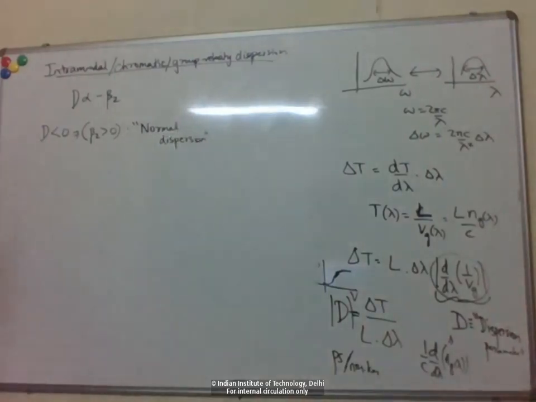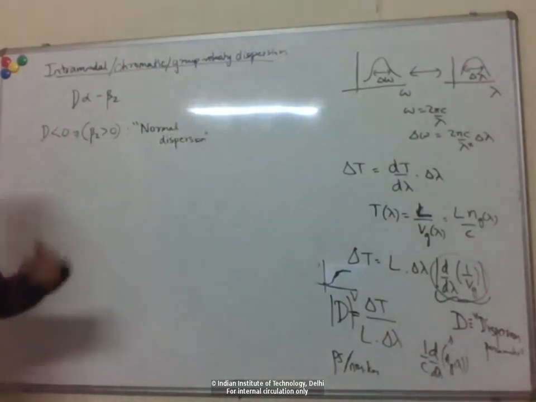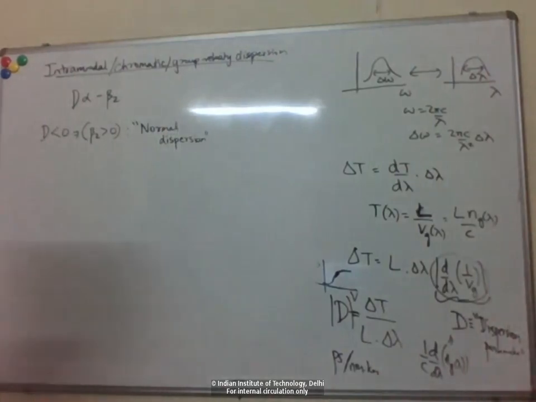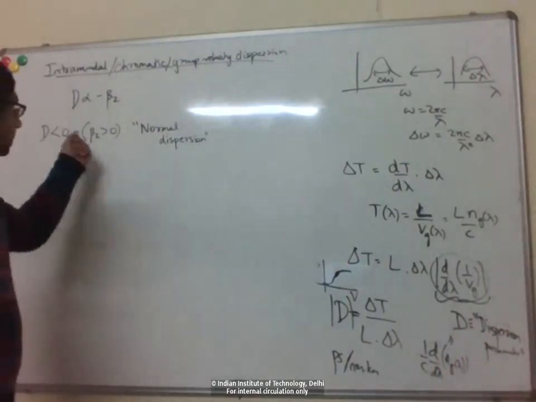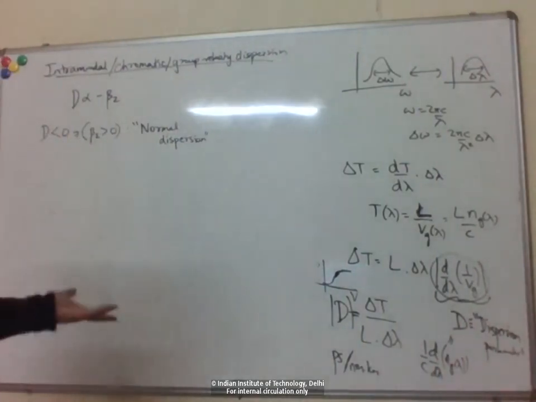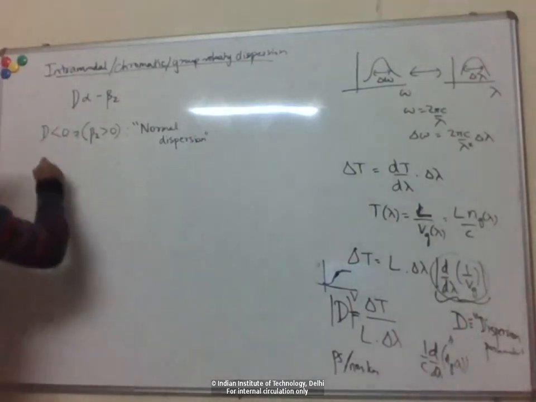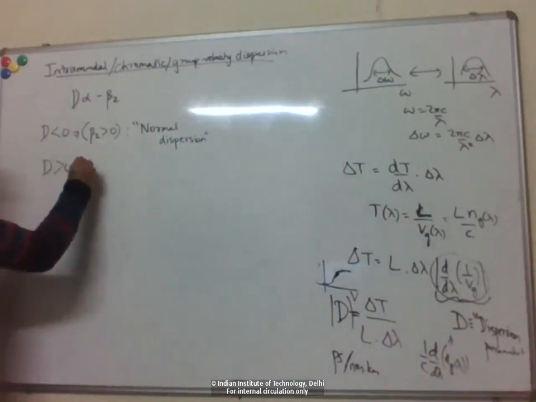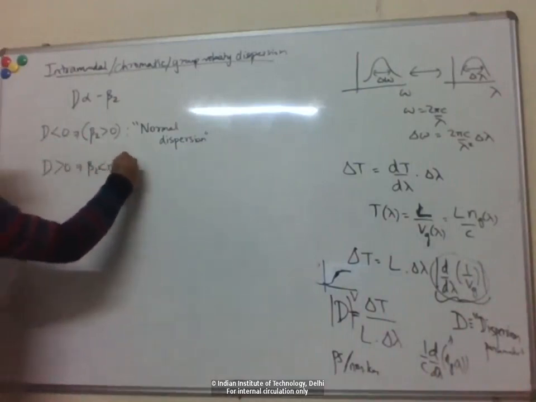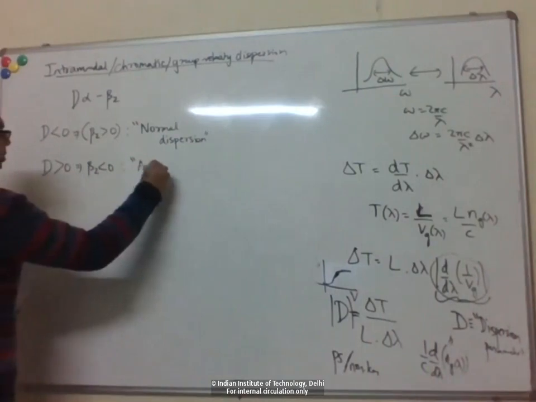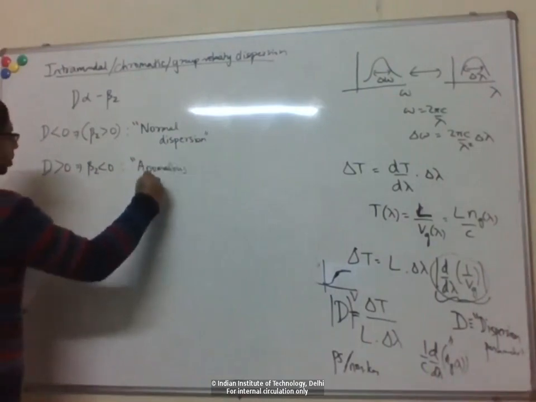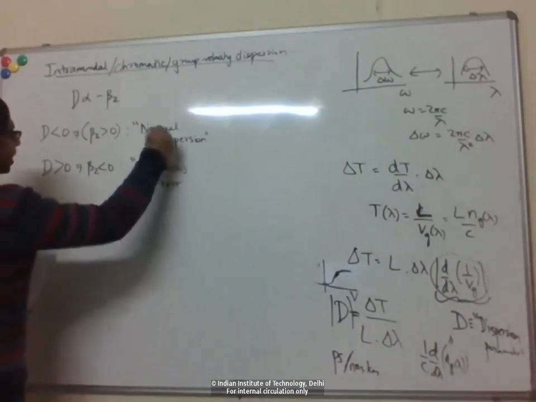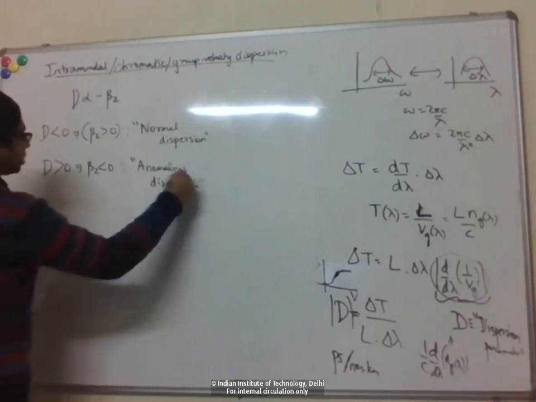Okay, it's called normal because this is the sign of the dispersion. If you pick up any material at random and look at some particular wavelength range at random, typically you will find this sign. That's why it's called normal. The opposite sign, if D is positive and beta 2 is negative, is known as anomalous dispersion. Again, for the same reason, anomalous means it's rarer. Typically, you find this case, not this case.